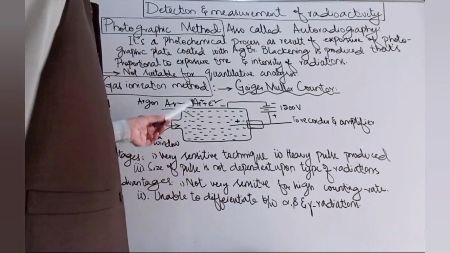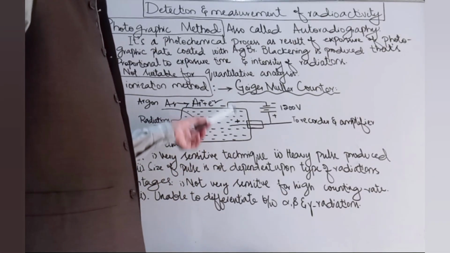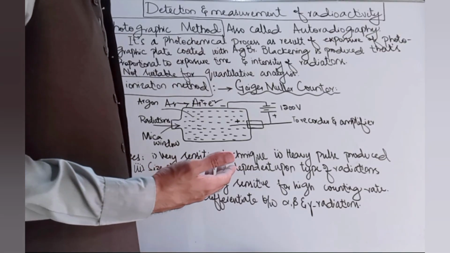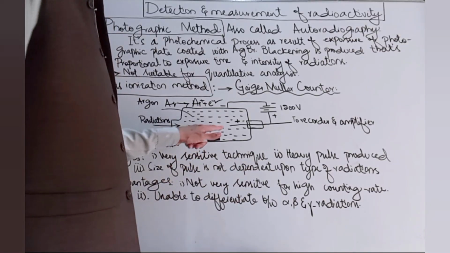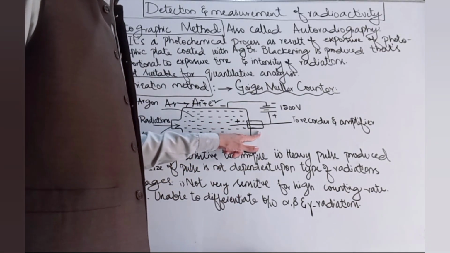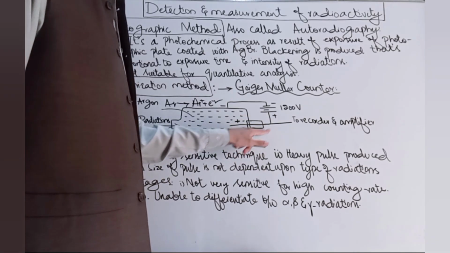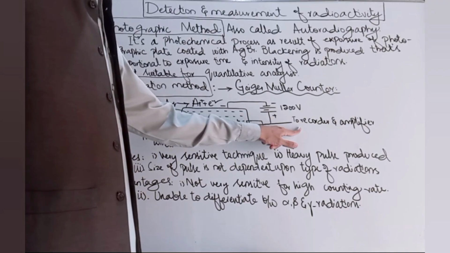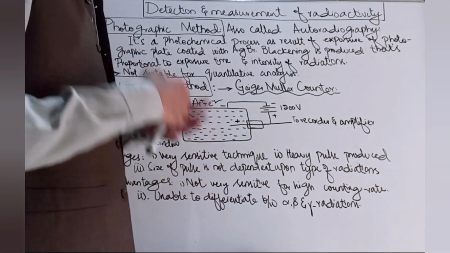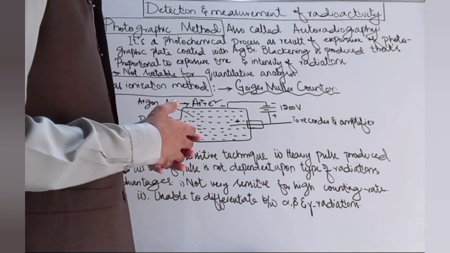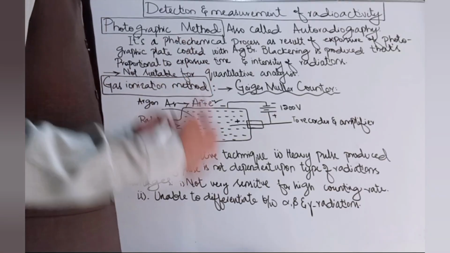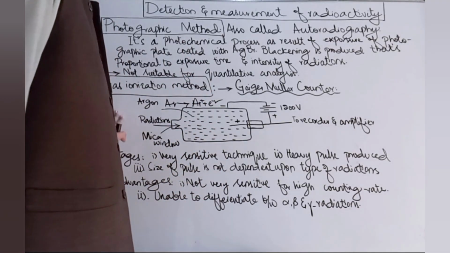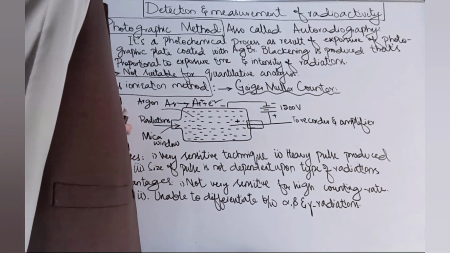As these ions are collected at the cathode and anode, because of the movement of these charges, a pulse of current is produced in the circuit, and that pulse of current is sent to the amplifier and recorder, and the recorder can plot a graph showing the signals or pulses of current with the passage of time. So this is the working of the GM counter.